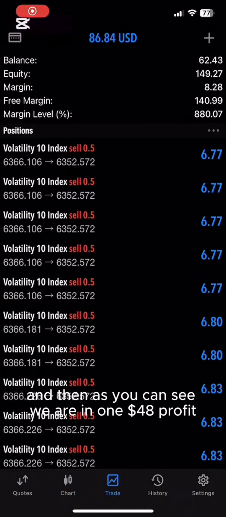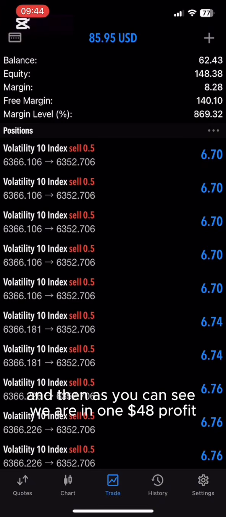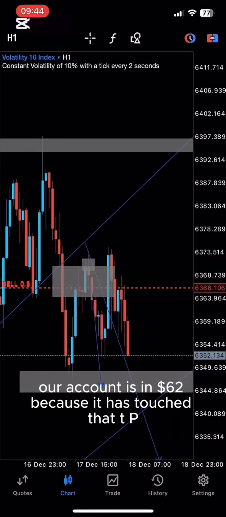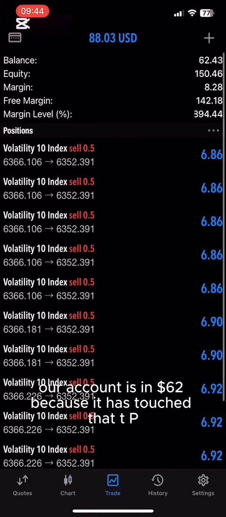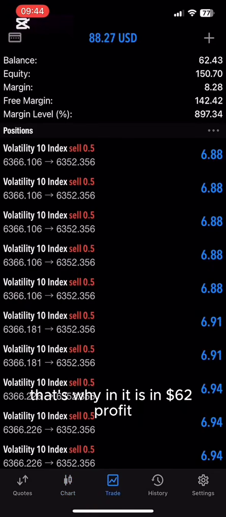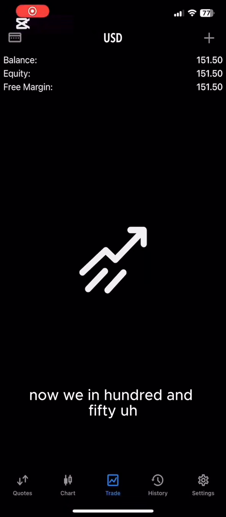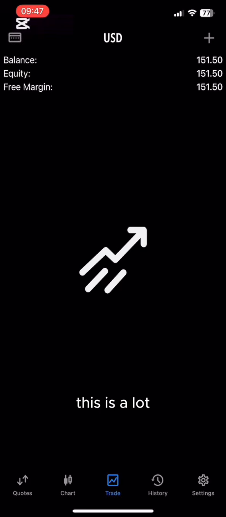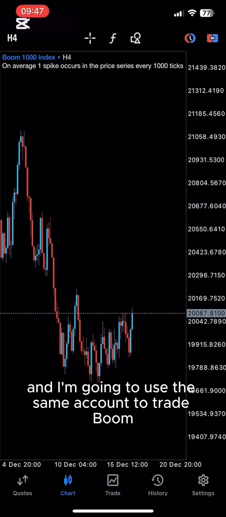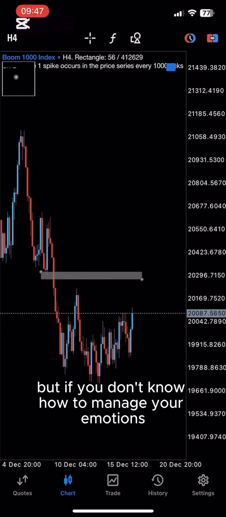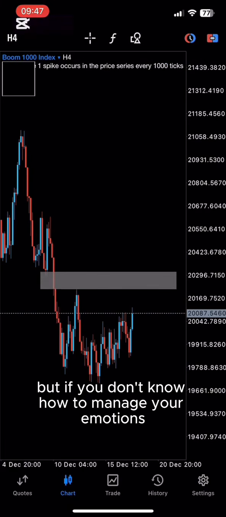And then as you can see, we are in $148 profit, and our account is in $62 because it has touched that TP. That's why it is in $62 profit. And then I've closed the market. Now we are in 150. This is a lot, and I'm going to use this same account to trade Boom 1000 index. So trading Boom is sometimes very nice, but if you don't know how to manage your emotions, please do not.